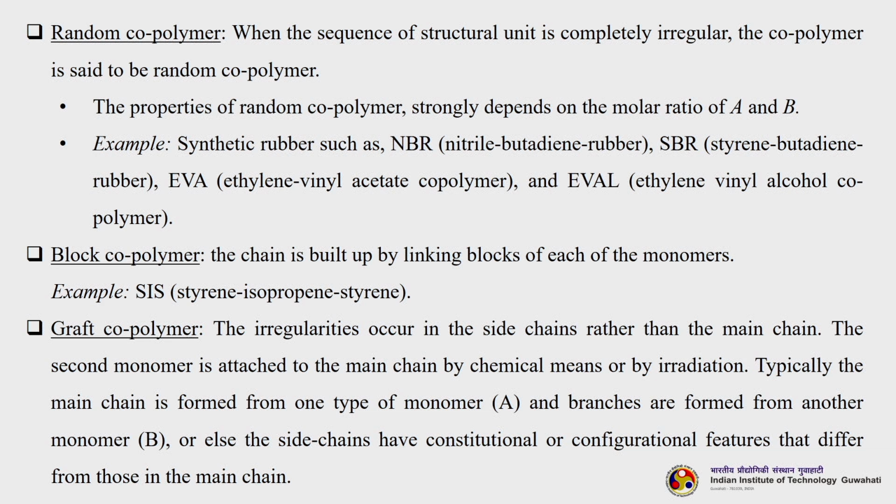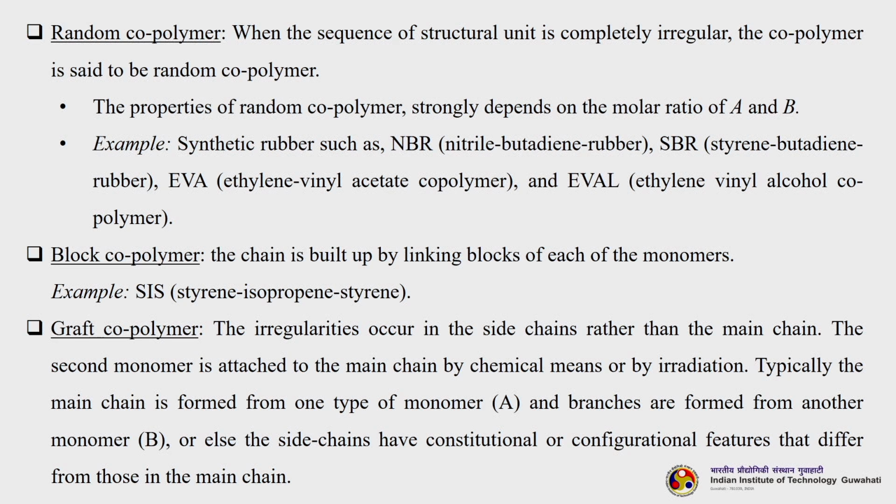So, what is a random copolymer? When the sequence of structural units is completely irregular, the copolymer is said to be a random copolymer. The properties of a random copolymer strongly depend on the molar ratio of both monomer units A and B. Classic examples are the synthetic rubbers NBR, nitrile butadiene rubber, or SBR, styrene butadiene rubber, EVA, ethylene vinyl acetate copolymer, or EVAL, ethylene vinyl alcohol copolymer.